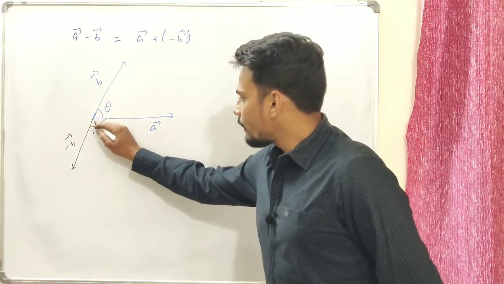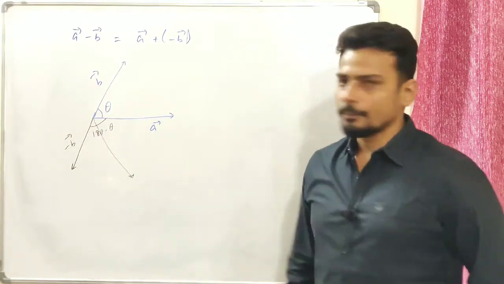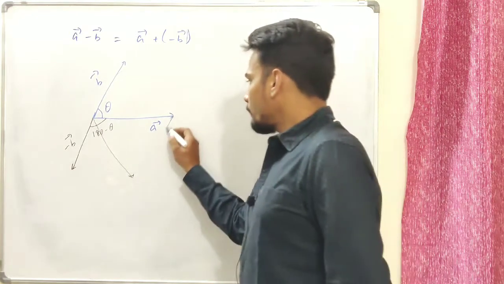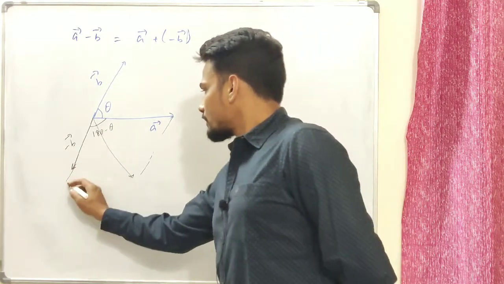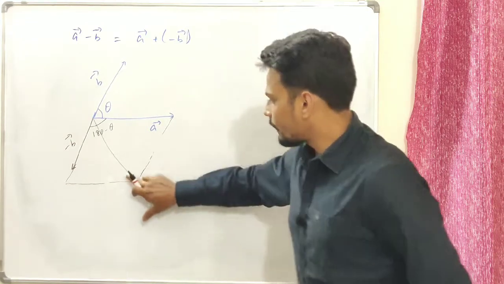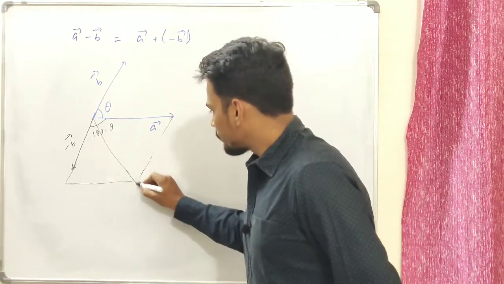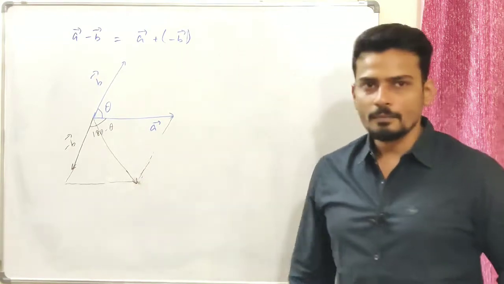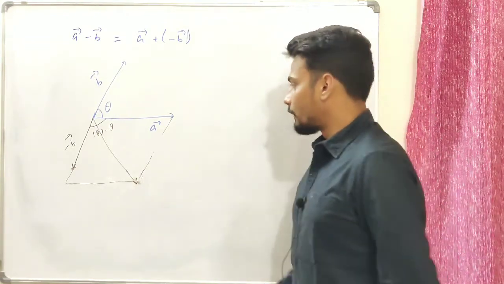So that should be your resultant. Let me make a parallelogram, for your understanding purpose. So yeah, understand this is a parallelogram. Something like this. Okay, let me make it slightly better. Something like this.